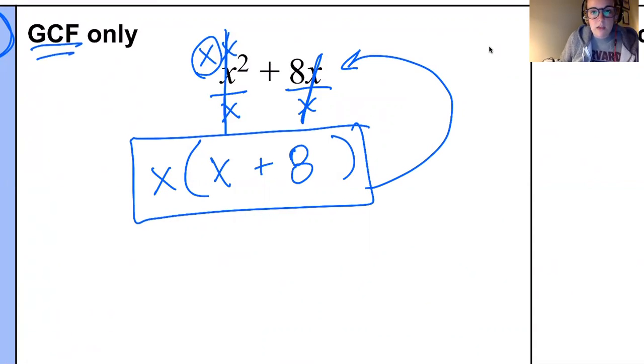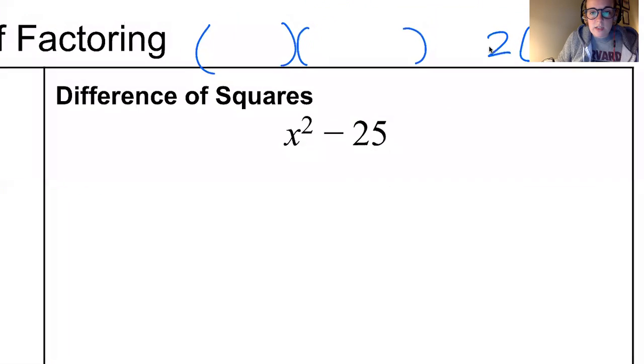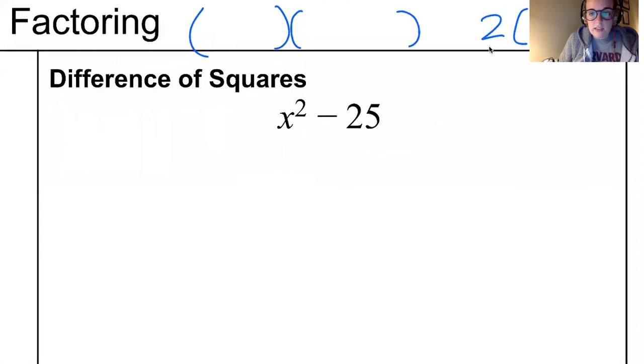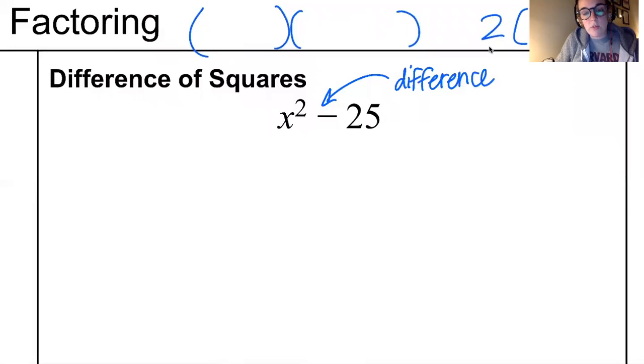For this one, I see that there's no GCF because this one only has x's in it and this one only has numbers, right? But there still are two terms. So what I notice is that this is the difference, meaning subtraction, right? And I notice that both of these are square numbers. So x squared would be x and x, and 25 is 5 times 5.